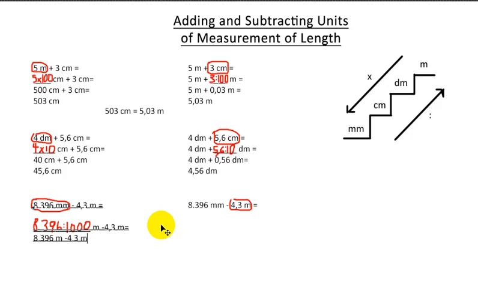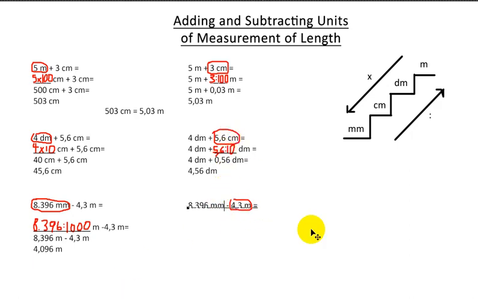minus 4.3 meters. Be careful doing this subtraction because remember, in decimal numbers, one decimal point needs to be beneath the other. It's not like normal integral numbers where you just stack everything to the right. In decimal numbers, one decimal point needs to be beneath the other. So what we would get by doing 8.396 minus 4.3 is 4.096. What? See, I forgot again. Meters. So my result is 4.096 meters.